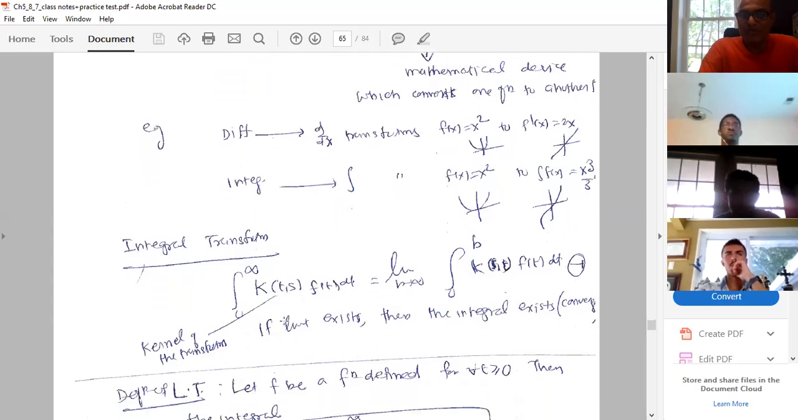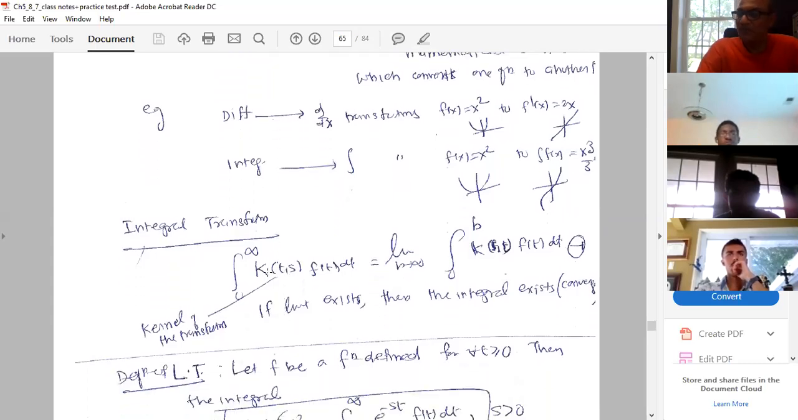The general form of the integral transformation is the integral from 0 to infinity of K(s,t) f(t) dt, where K is the kernel of the transformation. Because it is an improper integral of the first kind, let me fix one point b instead of infinity, and then allow b to tend to infinity: the limit as b tends to infinity of the integral from 0 to b of K(s,t) f(t) dt. And we can calculate this limit.